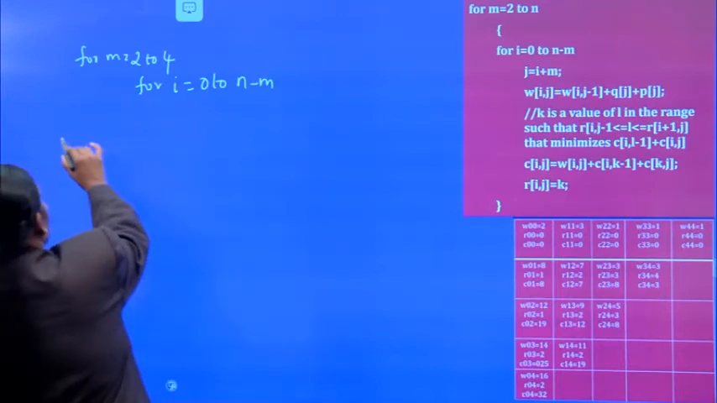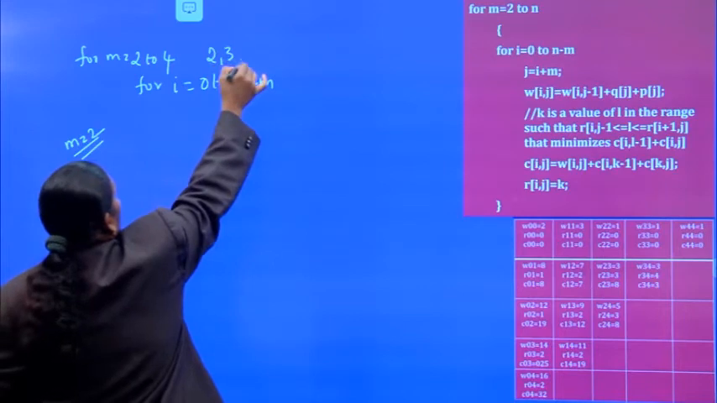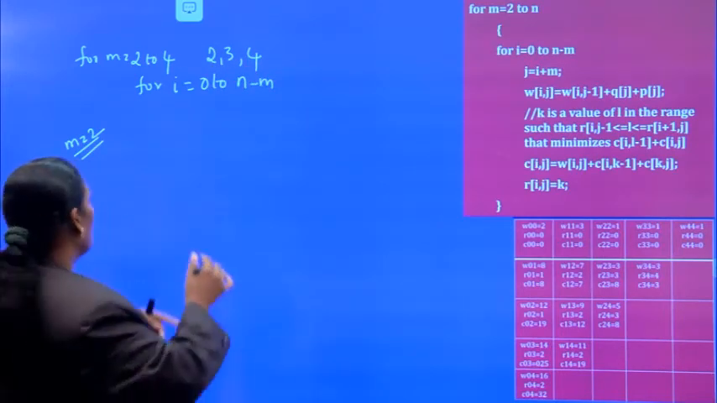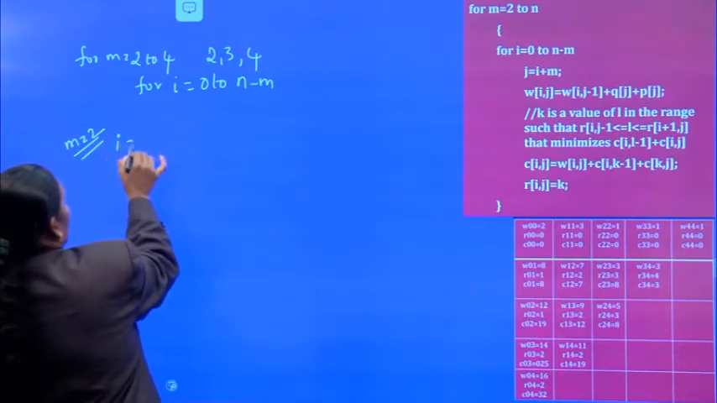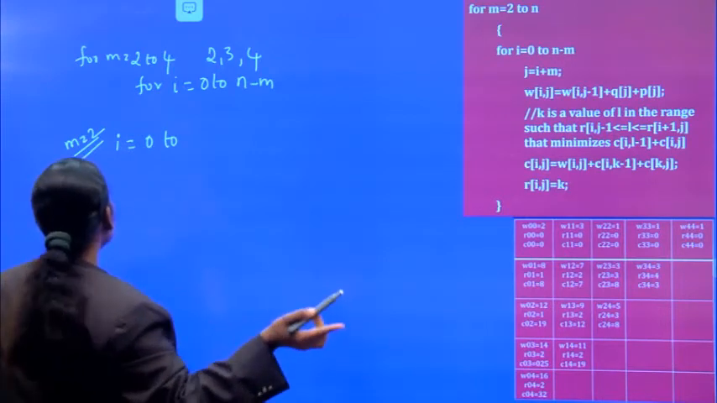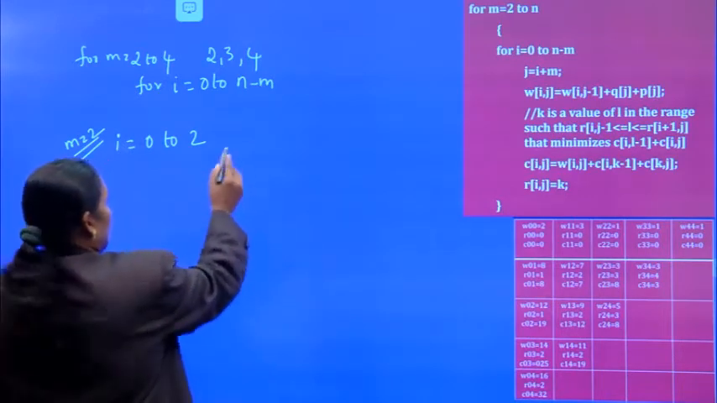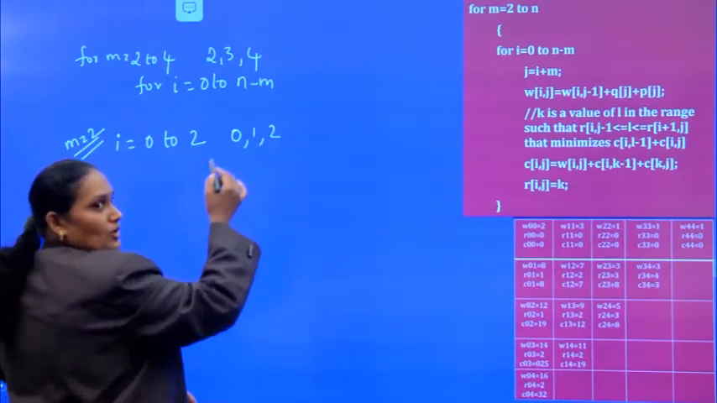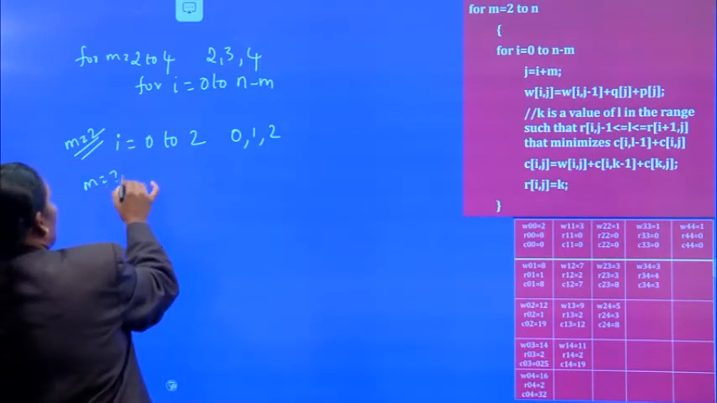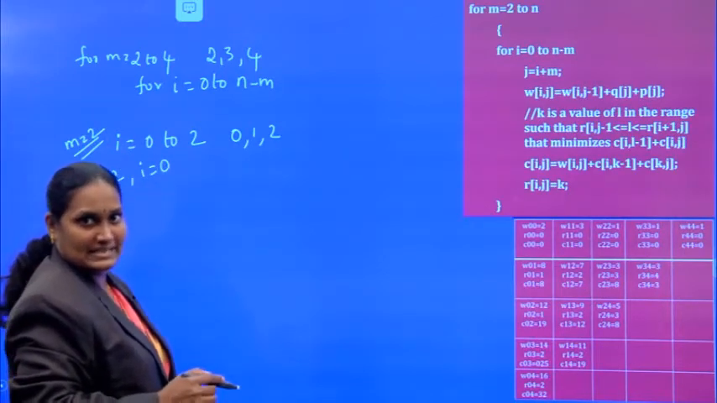So first I am taking m is equal to 2. Here m takes 3 values. Those 3 values are 2, 3, 4. First I am taking m is equal to 2. Now in this case i is equal to 0 to n minus m. n is 4, m is 2, 4 minus 2 is 2. Now how many values does i take? 3 values. Those 3 values are 0, 1, 2. So first I am going to solve m is equal to 2, i is equal to 0.